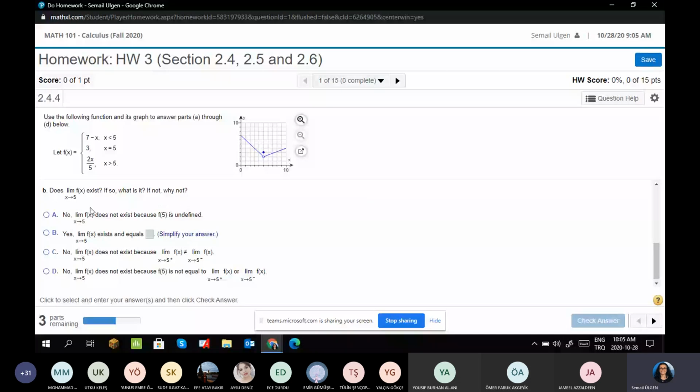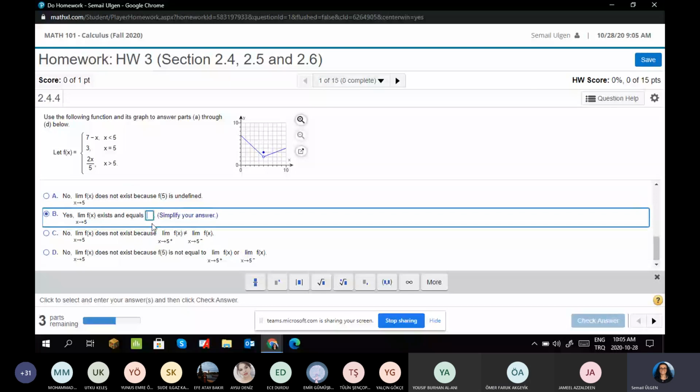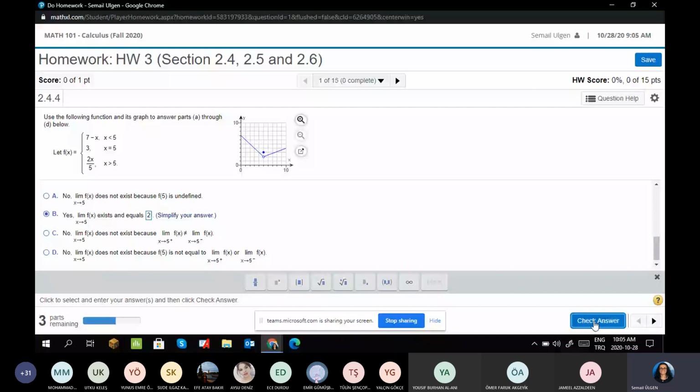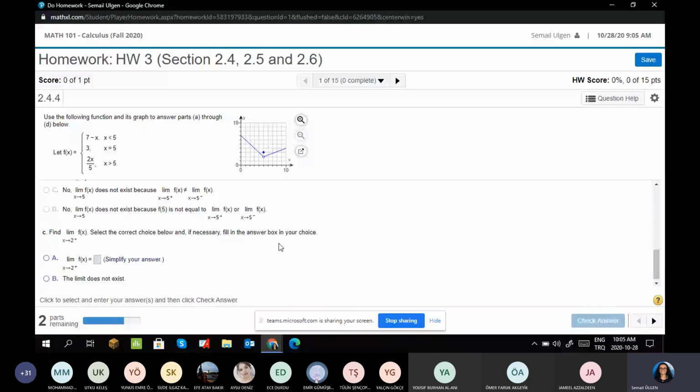Okay, does the limit of f of x as x approaches 5 exist? If so, what is it? If not, why not? Okay, so what is the answer? Can anyone tell me the answer? Yes, it's 2. Which one? B. B, yeah. The answer is B, and it's equal to 2 because the right limit and left limit exist. That's good.